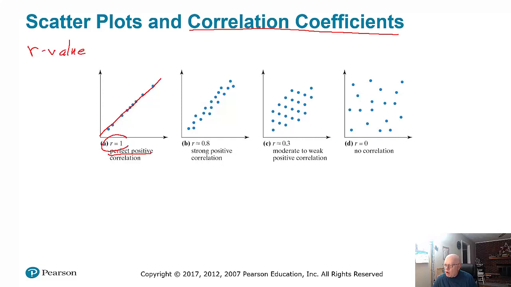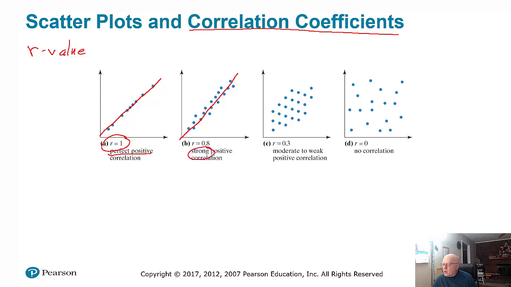That's if it's an R value of 1, positive 1. If it's not quite 1, but maybe 0.8, that's still pretty good. If we draw our regression line, the points aren't too far away. That's a strong positive correlation.